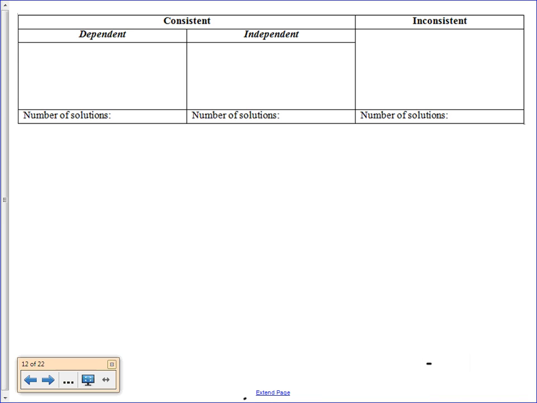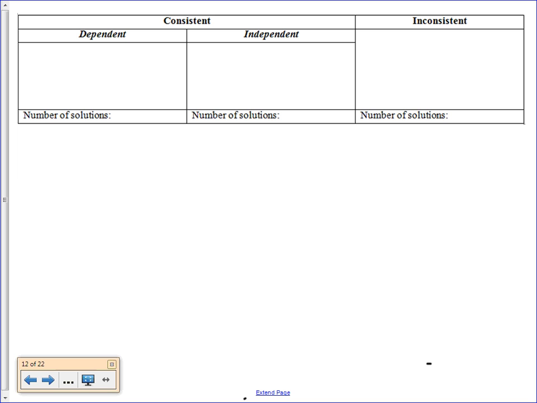Kind of bear with me and pay attention. Okay, the first thing we're doing, remember, is we want to identify whether a system is consistent or inconsistent. To classify it, we solve both equations for y, and then we compare the slopes and y-intercepts.